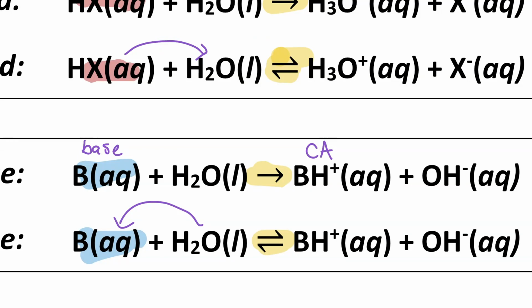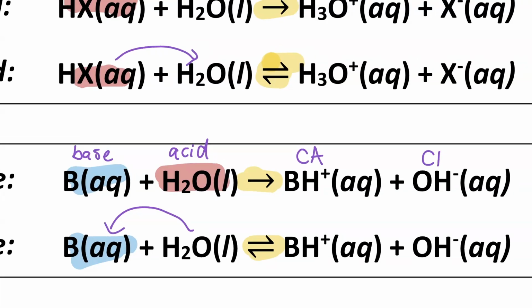If B is my base, then water has to be the acid. If water is donating the proton, what we're left with is the conjugate base, which is OH minus. So it doesn't matter if it's a complete reaction or an equilibrium reaction. It's all about the transfer of protons. Does that make sense? We most often will see examples where you're asked to show the conjugate pairs in reactions involving weak acids and bases, just because there's way more of them.